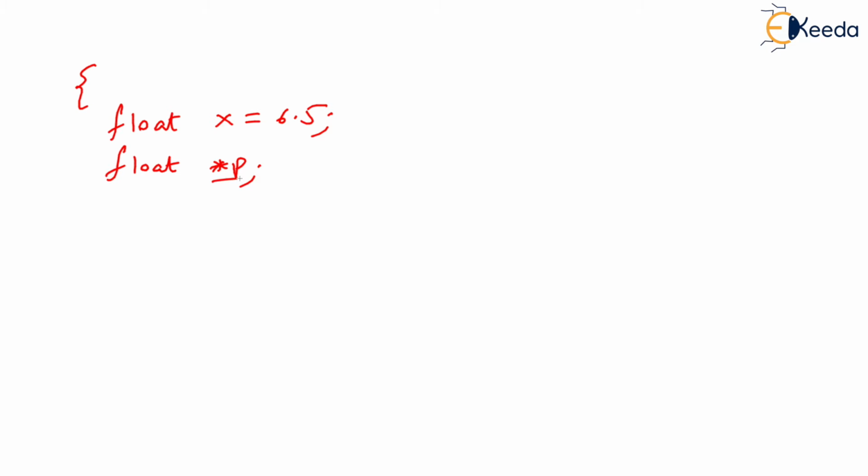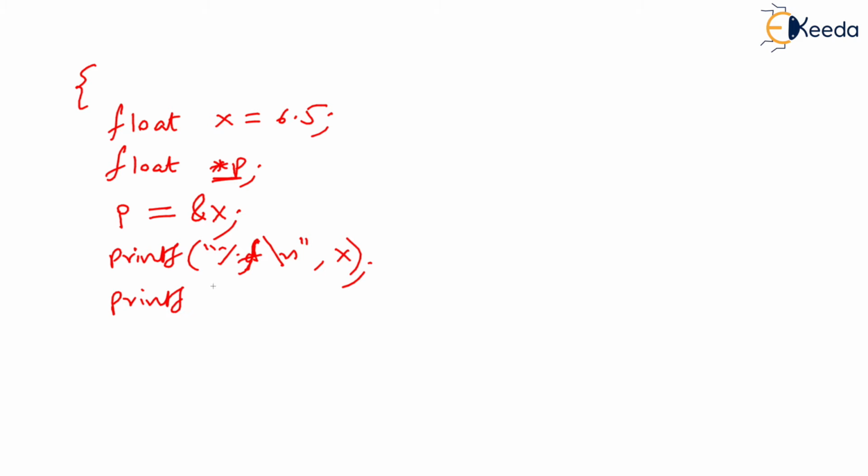Okay, so p is a pointer and I will say p should store address of x. Fine. Now I will print, let's say, in %f format the value of x, and also in %f format the value of asterisk p. Fine. Now you just watch that there is a variable of float type having value 6.5.